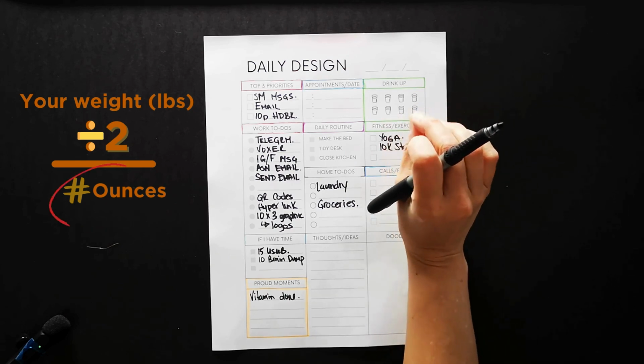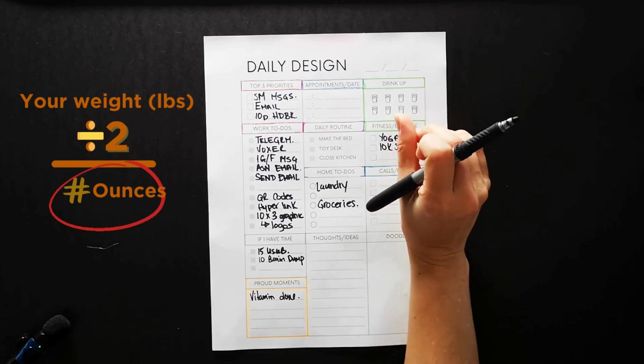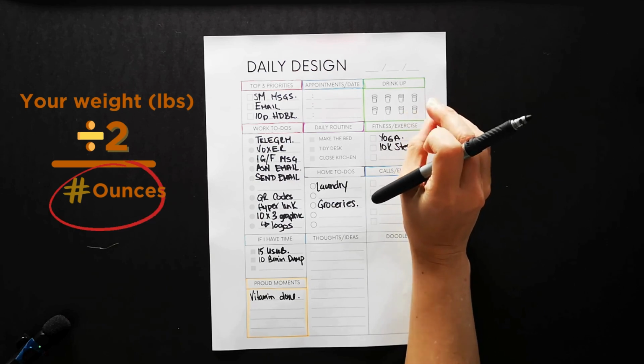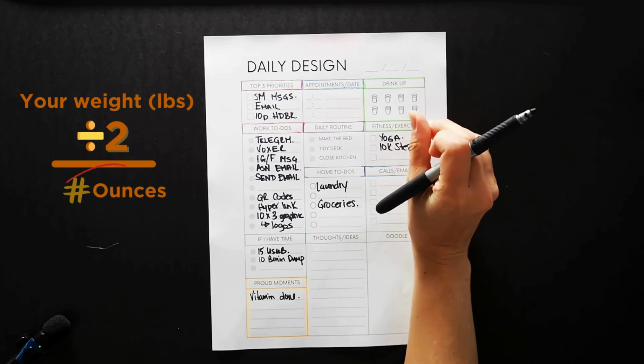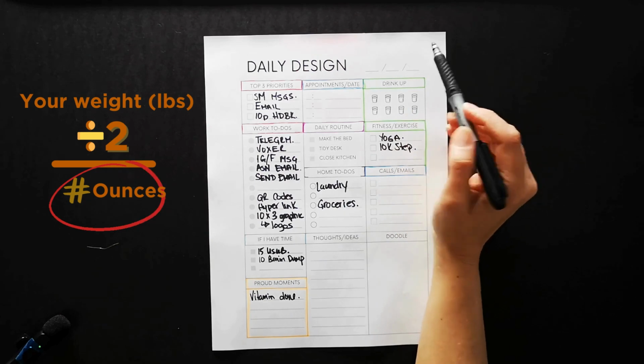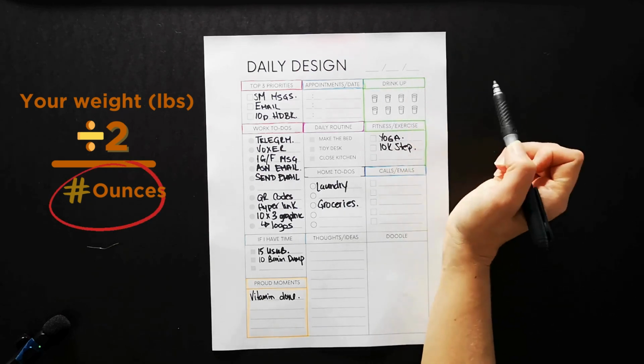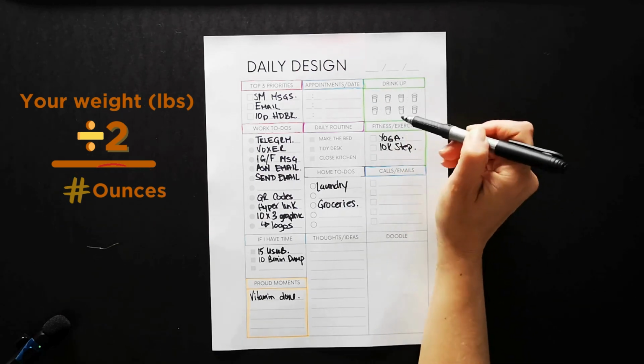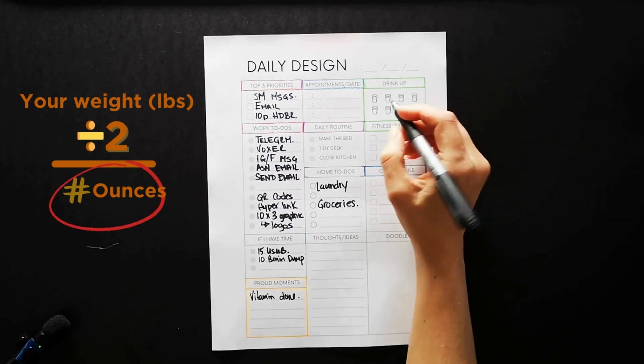I also like to put in a pinch of salt in my water first thing in the morning. You don't really taste it, but it helps you absorb it and utilize it a lot better. So you're going to take whatever the ounces are that you need, divided by 8, and that's what each of these cups will represent for you.